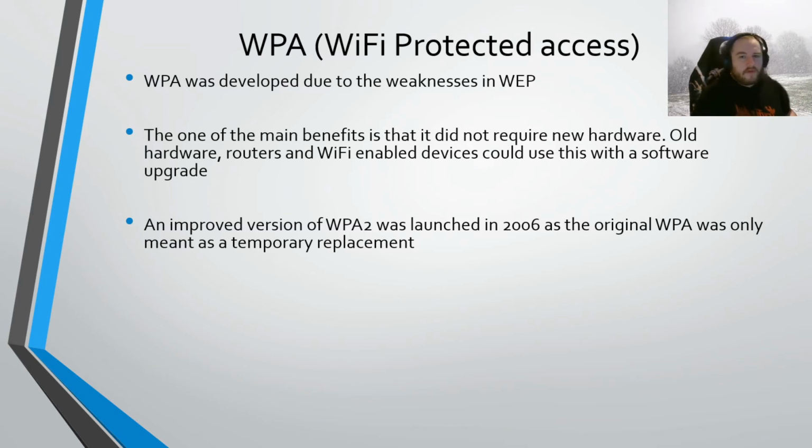WPA was in response to it, and it wasn't used for very long. It was only meant as a temporary solution. So what they came up with was WPA 2. WPA 2 was basically the second iteration of it, which was a lot more secure. It used a lot more bits and block ciphers in order to make it more secure. So WPA was only ever meant for a very short period of time, and then they came up with WPA 2, which has been the standard for quite a while now.